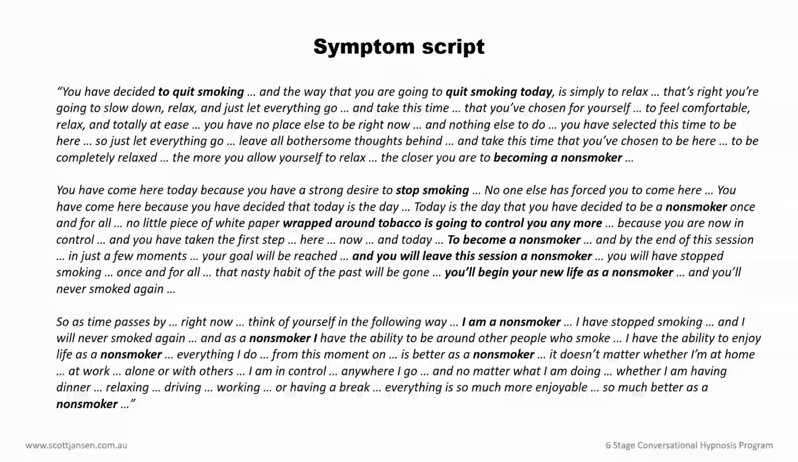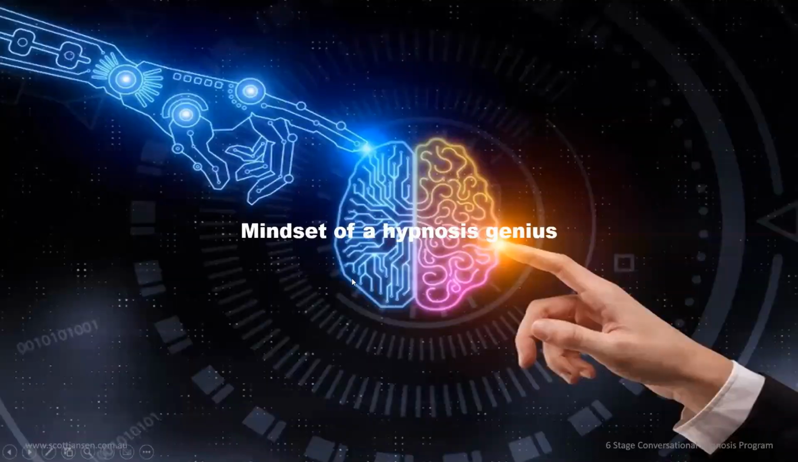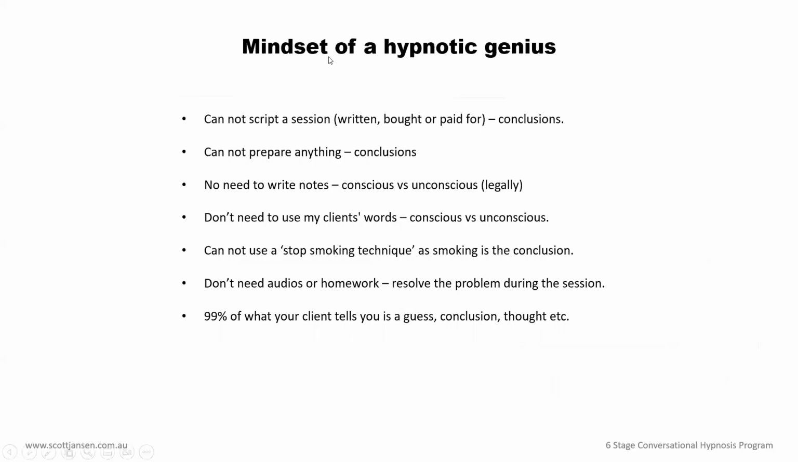Let's go past the traditional. I want to look at the mindset of a hypnosis genius and understand this 6th stage I'm about to show you. Mindset of a hypnotic genius starts here. You cannot script a session written, bought, or paid for because it's going to be full of conclusions. You cannot prepare for anything. I mean, how could you sit there and write a script for 2 hours and prepare yourself when you have no idea of what a client's root cause can be?